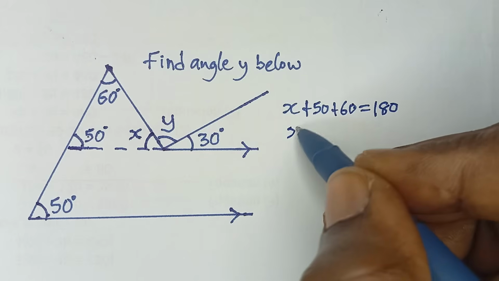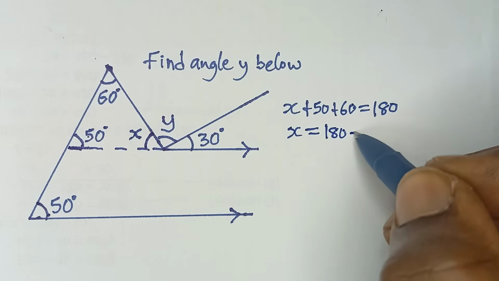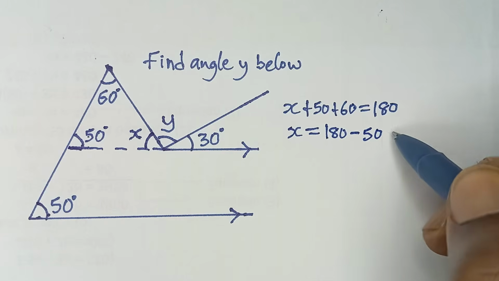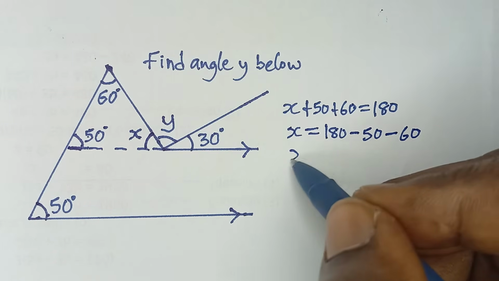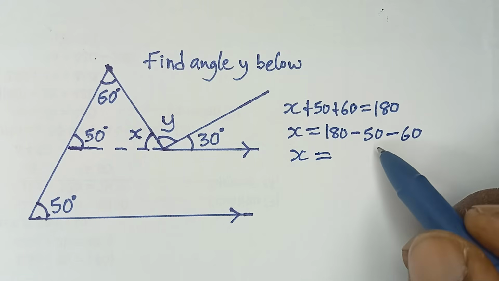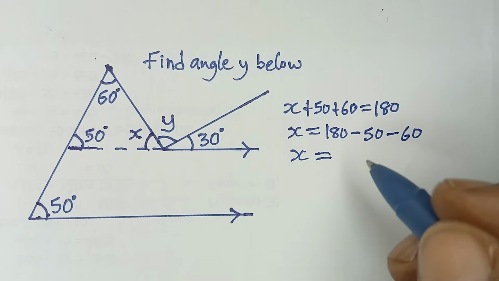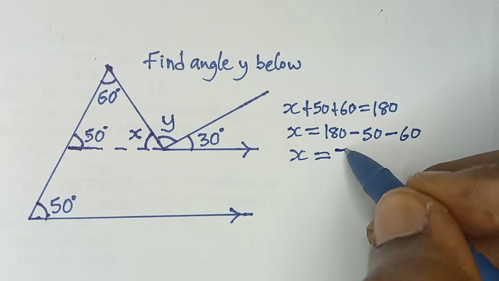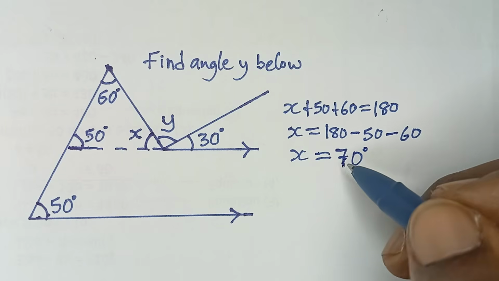So x will be equal to 180 minus 50 minus 60. And that will give me x is equal to 180 minus 50 is 130, 130 minus 60 will give me 70. So angle x is 70 degrees.